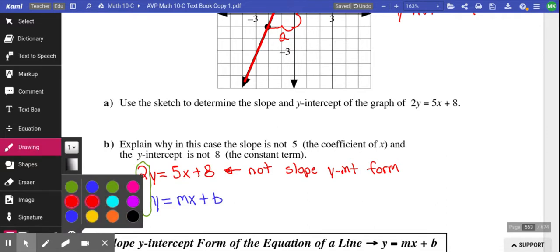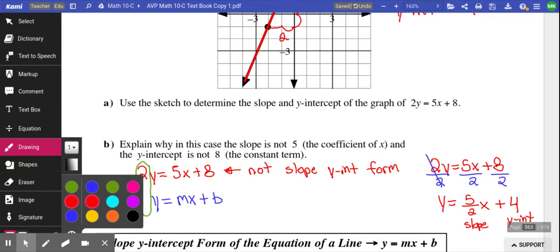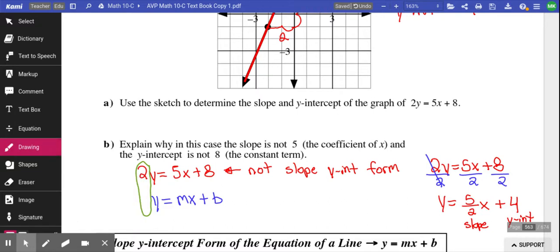The way that you move it to the other side is by dividing that number into the other numbers on the right. So we would divide every number by 2. And that would give me my proper slope-intercept form of 5 over 2x plus 4, which gives us our real slope and our real y-intercept. So I think the trick here is to be very careful when you're using slope-intercept form to do quick answers for slope, because sometimes things look like they're in slope-intercept form and they're not.